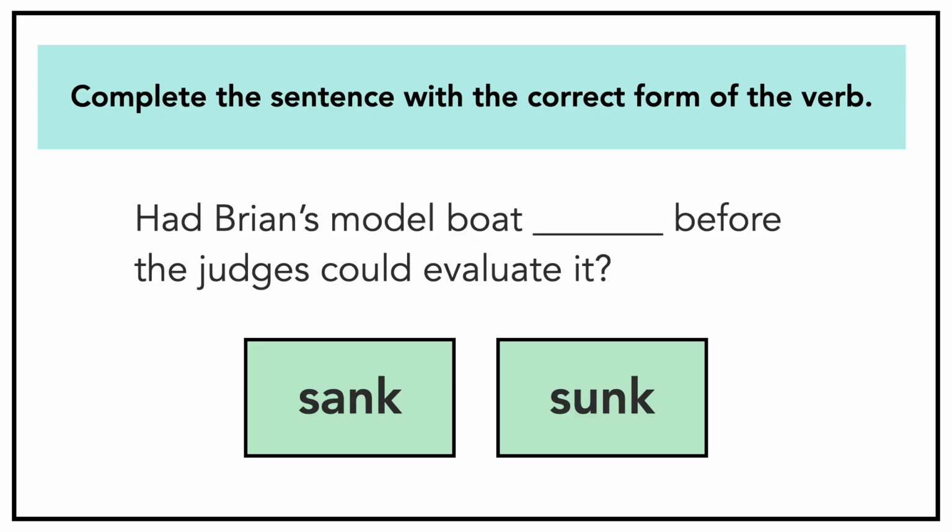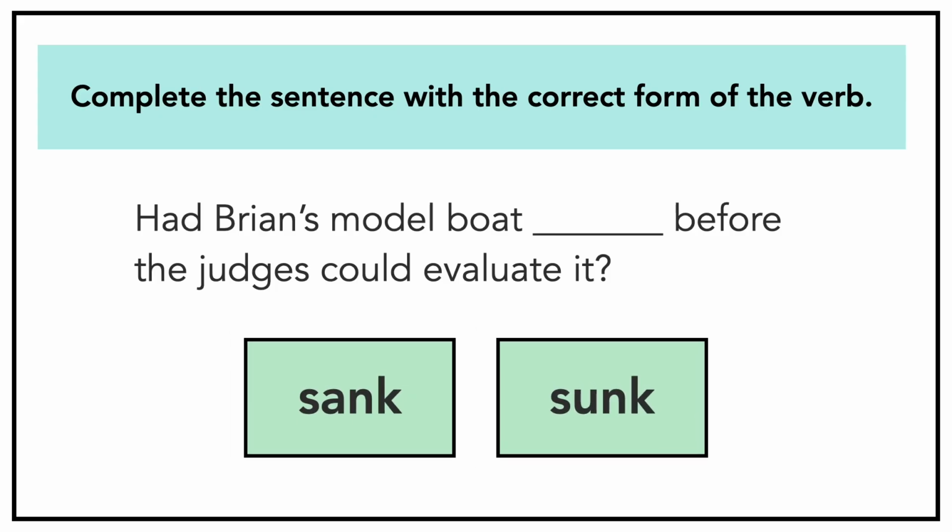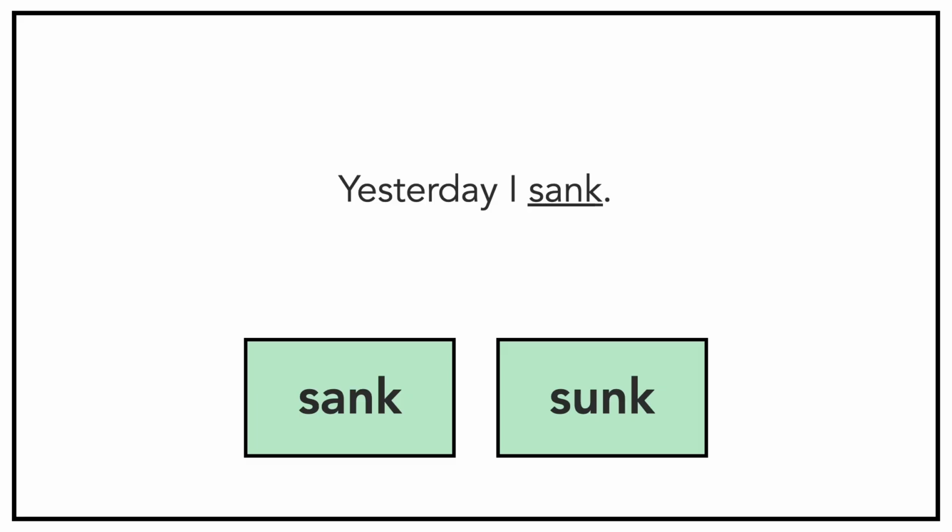Here, we need to complete the sentence with the correct form of the irregular verb to sink. Had Brian's model boat sank or sunk before the judges could evaluate it? Let's first decide which option is the past participle here. This time, neither answer choice ends in N, so we get no help identifying it with that pro tip. But remember our other pro tip. The past participles for some commonly used irregular verbs have the letter U in them. So in this case, sunk is the past participle and sank is the past tense. Sank also checks out as past tense because we would say, yesterday I sank.